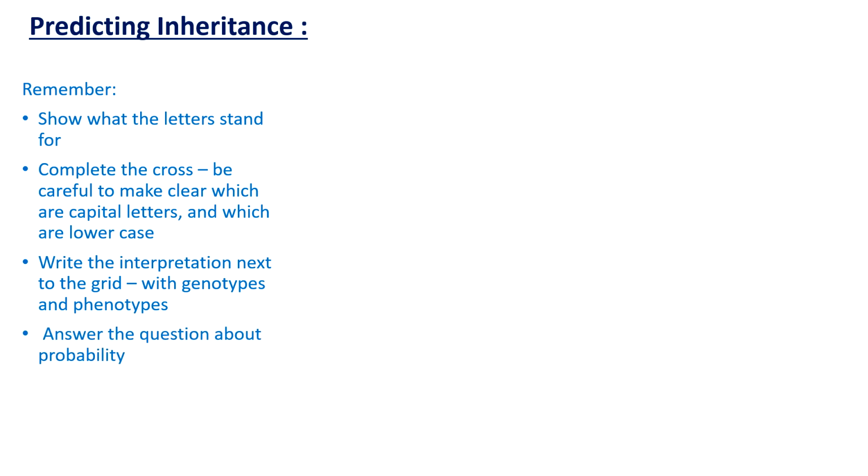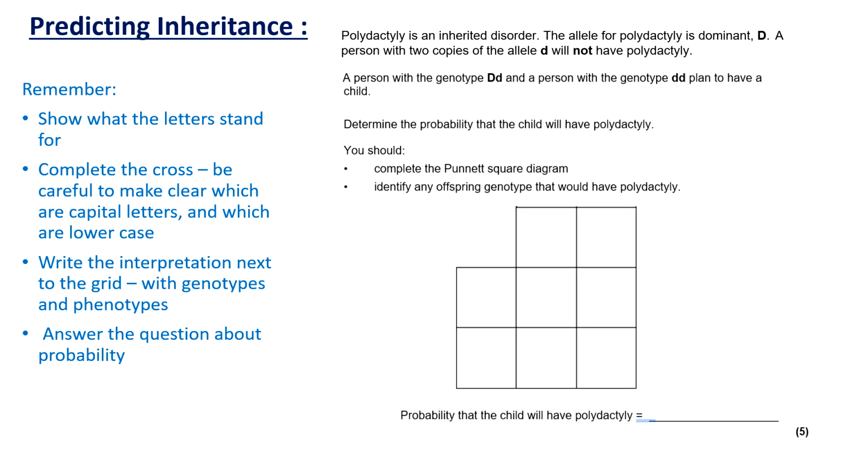When you are filling in the grid and beforehand, write alongside it what the genotypes and the phenotypes are. For example, what the 2 capital alleles mean, that would be dominant, homozygous dominant, and therefore they would have the disorder or the condition. And then finally, make sure you also look at the question carefully to see whether it asks you to give your answer as a percentage or as a probability.